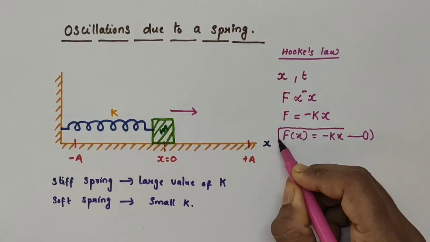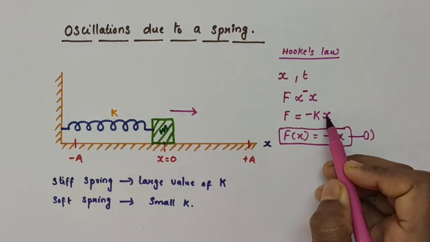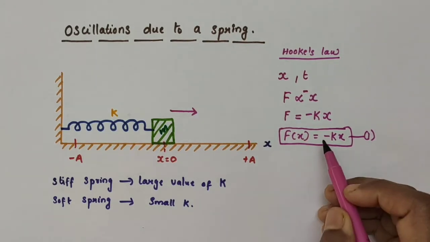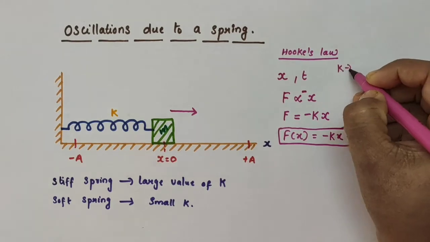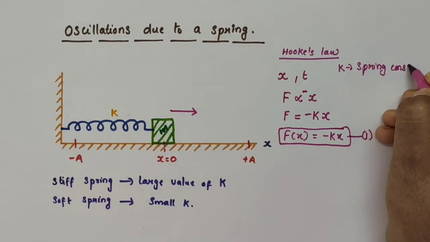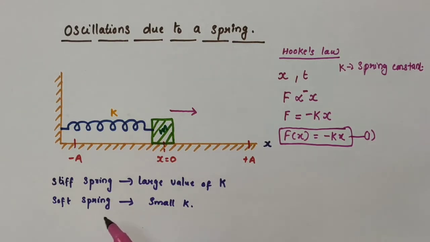You see, the restoring force F is actually a function of displacement x now. That is why it is written as F of x. Here, this proportionality constant k is known as the spring constant. Now, a stiff spring has a large value of k, and a soft spring has a small value of k.